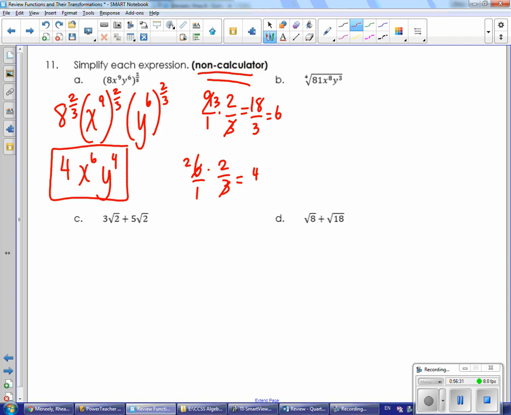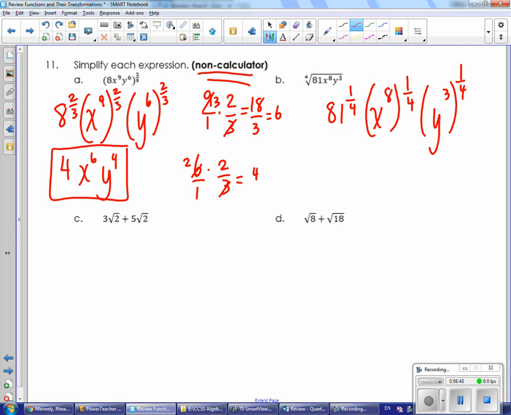When I'm dealing with something in letter B, where I'm looking at the 4th root, the other way of looking at this would be to say, okay, this is 81 to the 1/4. Because remember, a 4th root is just a fractional exponent with the root in the denominator. This is going to be x to the 8th to the 1/4. And this is going to be y to the 3rd to the 1/4.